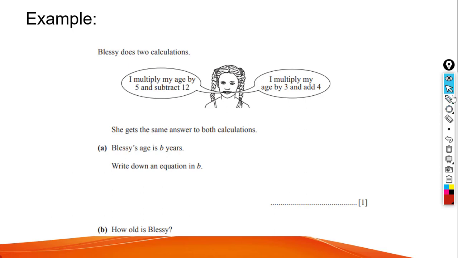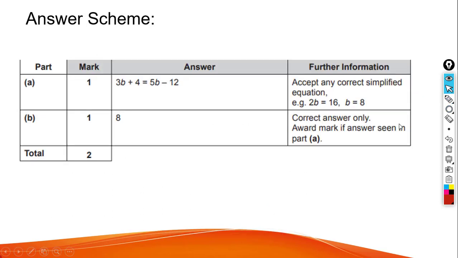Let's look into the answer scheme here. The answer scheme says 3b plus 4 is equal to 5b minus 12. The answer scheme will accept any correct simplified equation, such as when you make it even more simplified, like 2b equals 16 or b equals 8. It's even more simplified when you have the value of b.